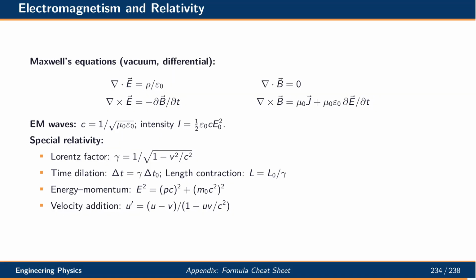This sheet summarizes electromagnetism and special relativity. Maxwell's equations in vacuum are written in differential form. The speed of electromagnetic waves and their intensity are stated. For special relativity, the Lorentz factor, time dilation, length contraction, energy momentum relation, and velocity addition formula are included. These form the backbone of any electromagnetism course.